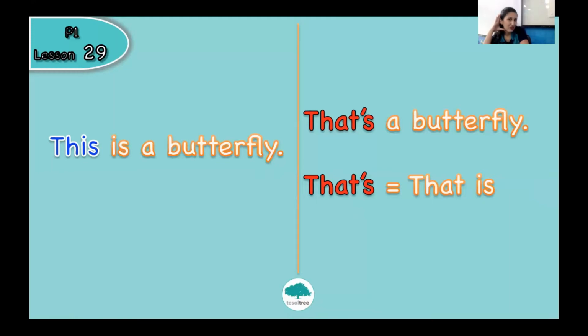This is a butterfly. But if you want to use the short form of that is, it will sound like that's a butterfly. So that means that is. It's very easy, P1. Let's read together. That's a butterfly. That's a butterfly. So that means that is. Okay, P1. Let's do our activities.